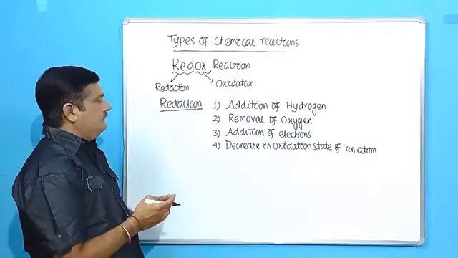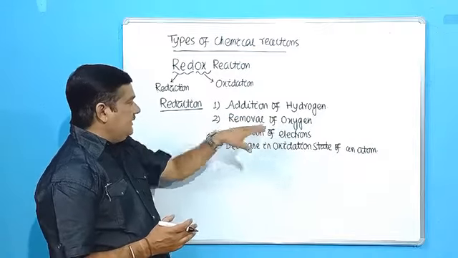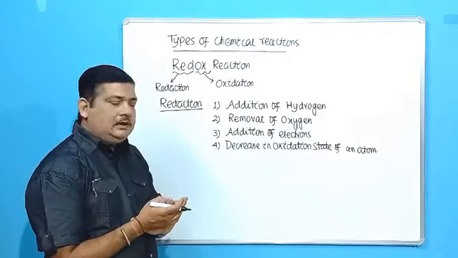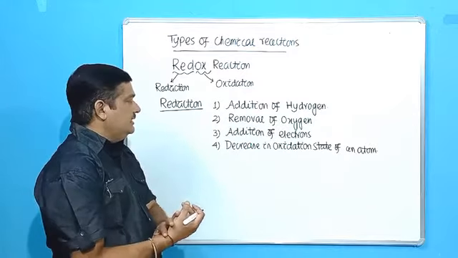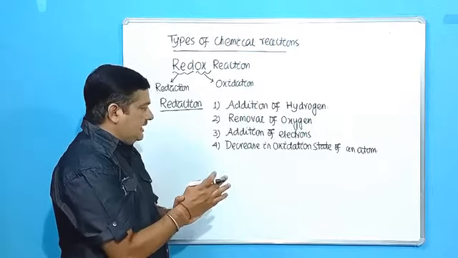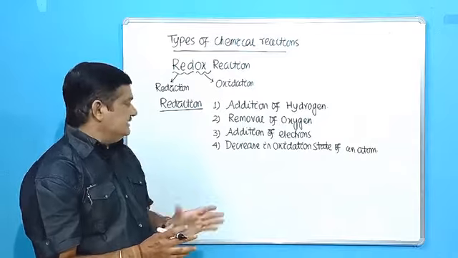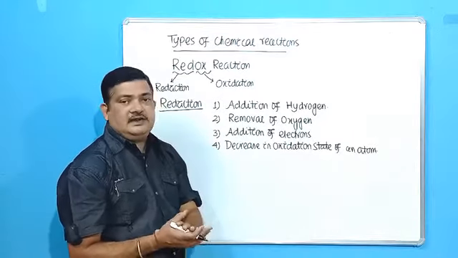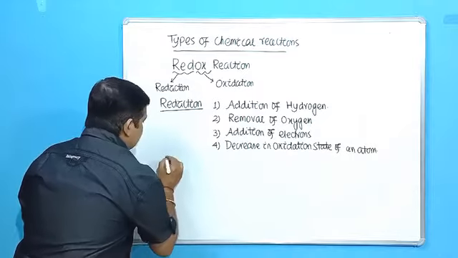So these are the different ways to define reduction. Remember, the old concept is addition of hydrogen or removal of oxygen is called reduction, but the modern concept is the electronic concept, that is addition of electron is reduction. So when electron is added, obviously the oxidation state of the atom will be decreasing. So decrease in oxidation state of an atom. So this is how we have to define reduction.